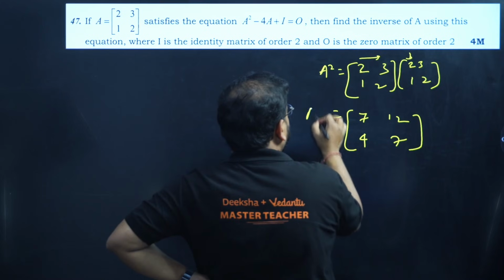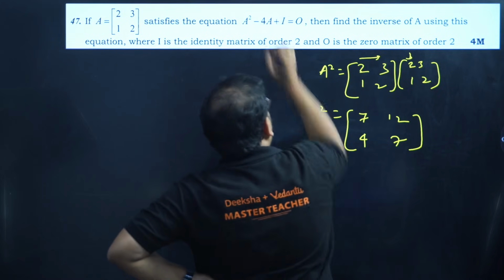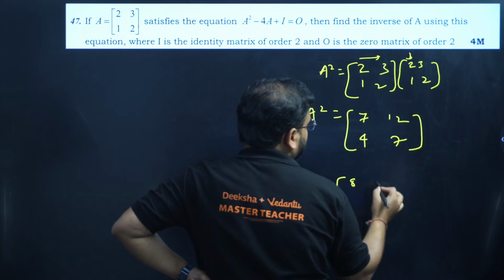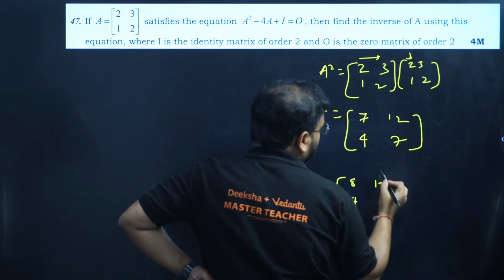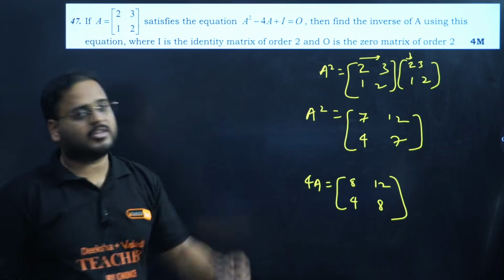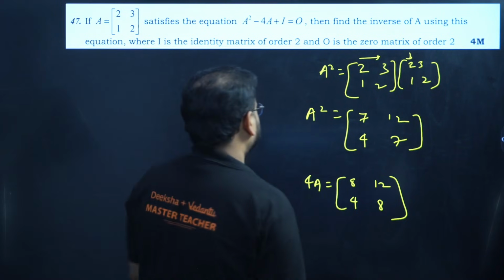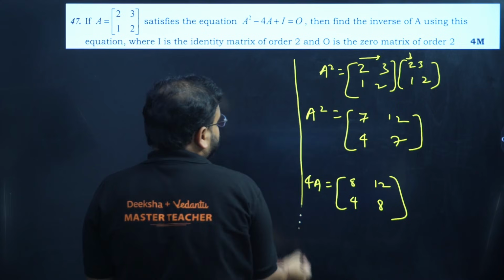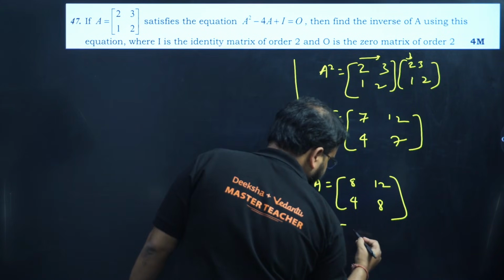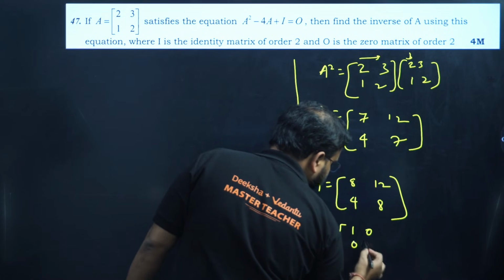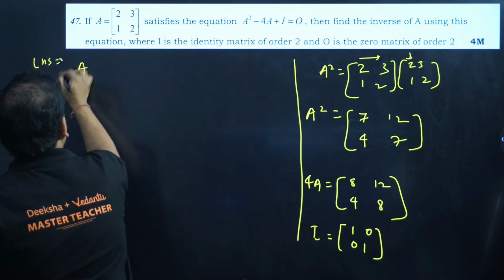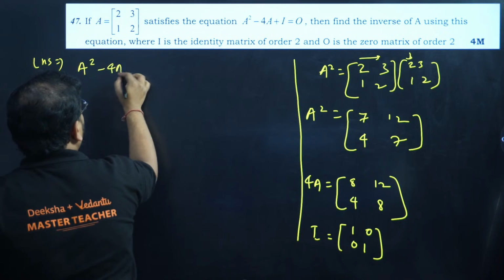This is my A square. Next, find 4A. 4A will be 8, 12, 4 and 8. Multiply 4 into A: 4 2s are 8, 4 3s are 12, 4 into 1 is 4, 4 into 2 is 8. What are we looking for on the LHS side? I will be 1 0 0 1. Check this out: A square minus 4A plus I.